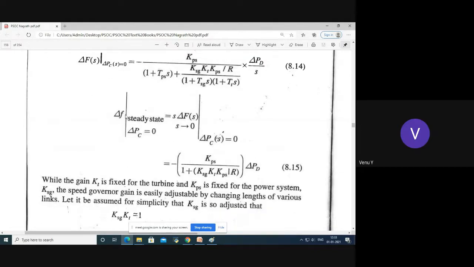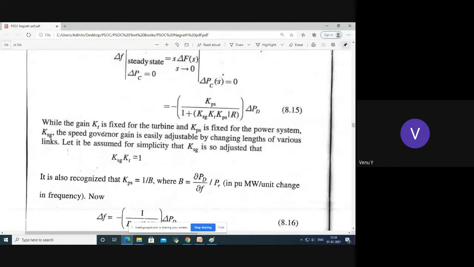Now delta F, the output of the power system, is the change in frequency against small incremental changes in the load or power demand. By the final value theorem, s times delta F of s, as s tends to 0, when delta P is equal to 0. In simplified form, it is minus KPS over 1 plus the total gain of the forward loop divided by R, into delta PD input.